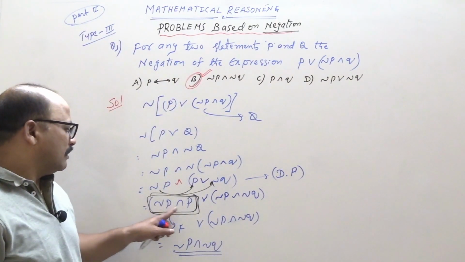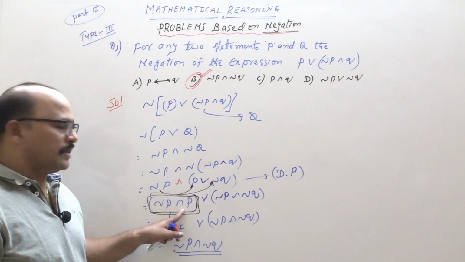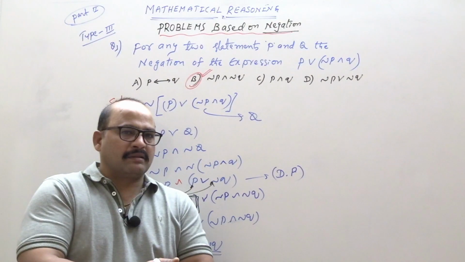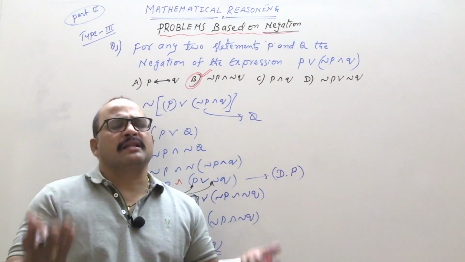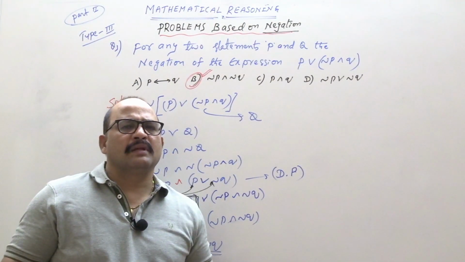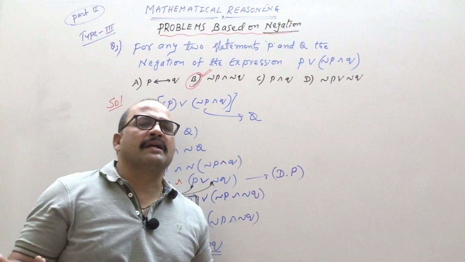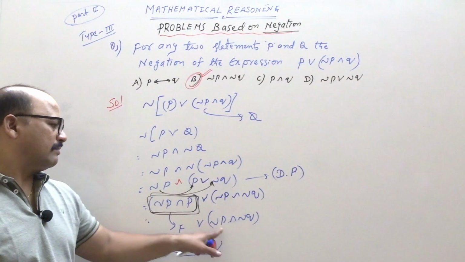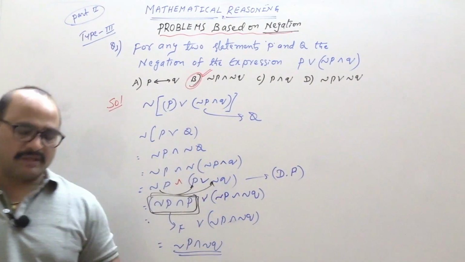Next, this is a little bit of confusion for students. Negation P and P: suppose P is Hyderabad, negation P is other than Hyderabad. Hyderabad and other than Hyderabad have no intersection part, that is always false. False. So negligible, that one, this is the answer. Okay. So this is right.